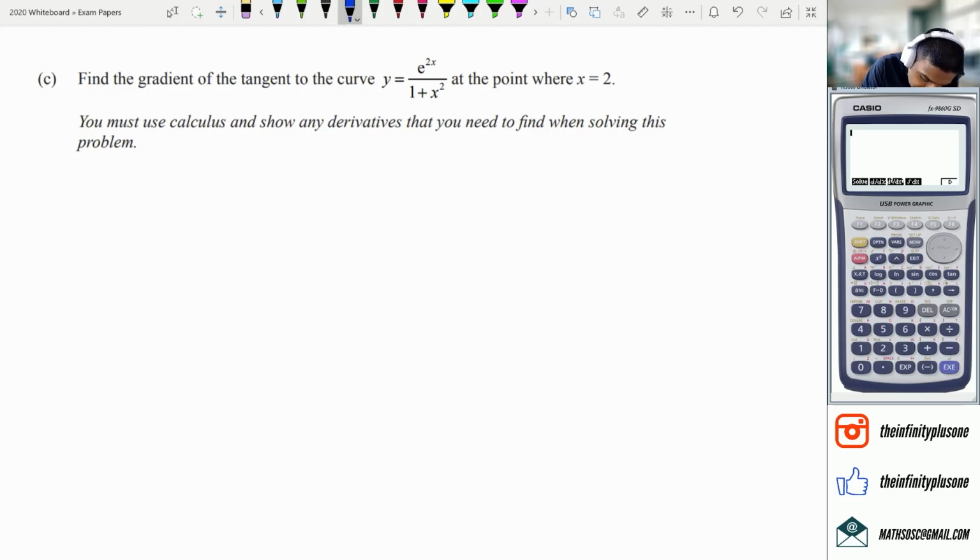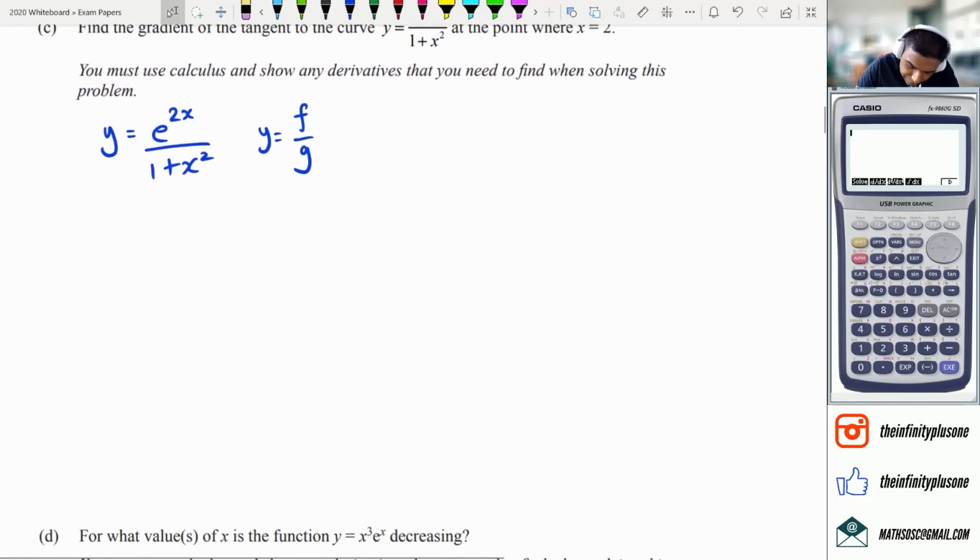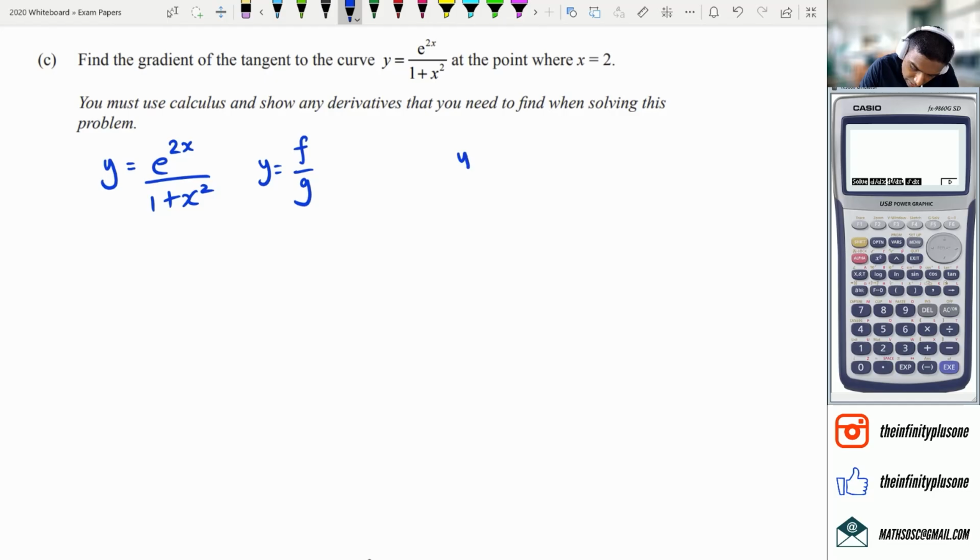So the way we're going to do this is, because we've got a fraction here to work with, e to the power of 2x over 1 plus x squared, you can treat it like y equals f over g, and hopefully this reminds you that you've got to use the quotient rule. So the quotient rule means y dash is equal to f dash g minus f g dash, over g squared.